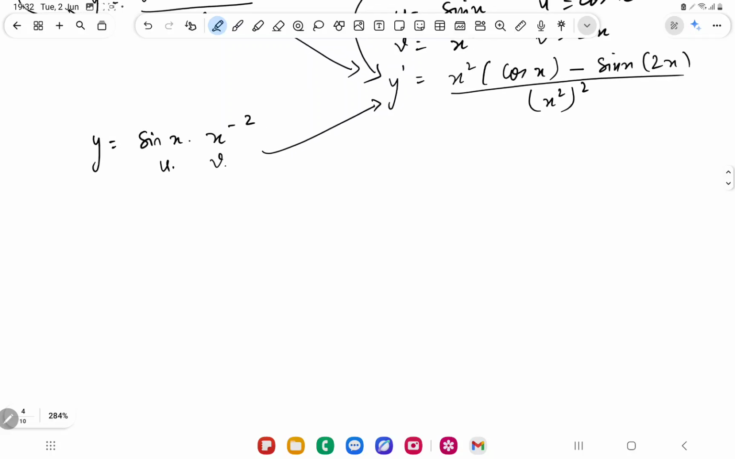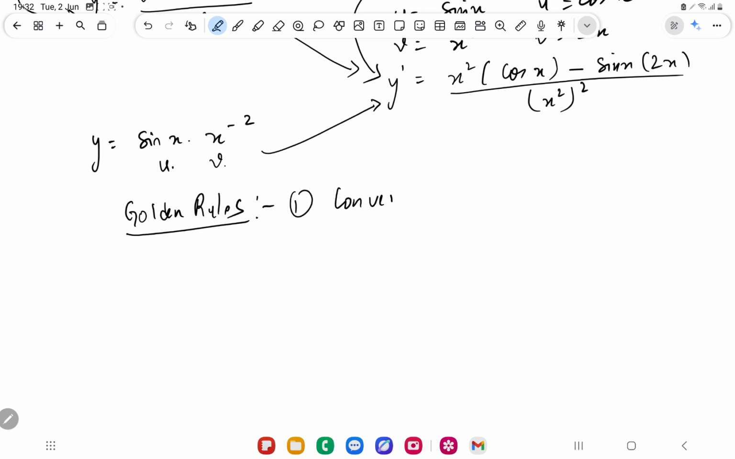So you have to remember some golden rules which are very important for you. The first one is convert first, which means you should change roots and fractions to index form before differentiating. For example, cube root x. You first write it as x to the power 1 by 3 and then apply your differentiation formula.